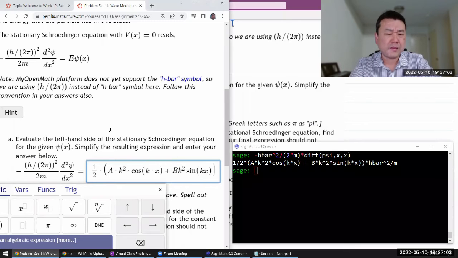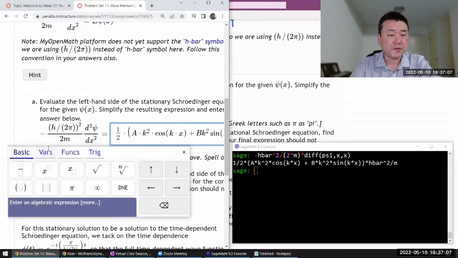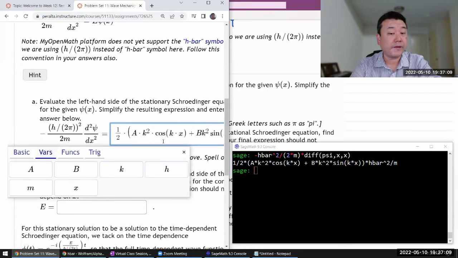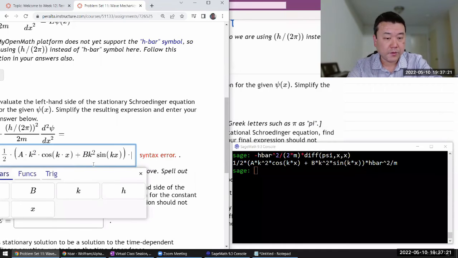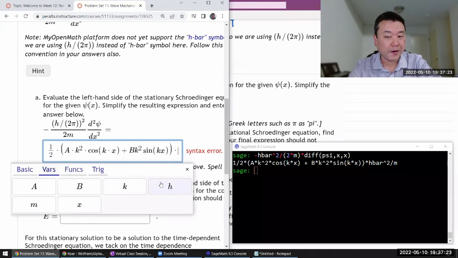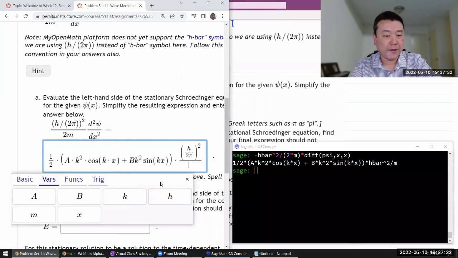My myth, it understands the implicit multiplication mainly because it's got all the variables defined for it. So when it says kx, it can understand, oh, that's a variable k times a variable x, not a new variable called kx. Okay, parenthesis close, times, and this is where you have to be careful. There's no h bar. So wherever you see h bar, you need to replace it with h divided by 2 pi. And then h bar squared divided by m.